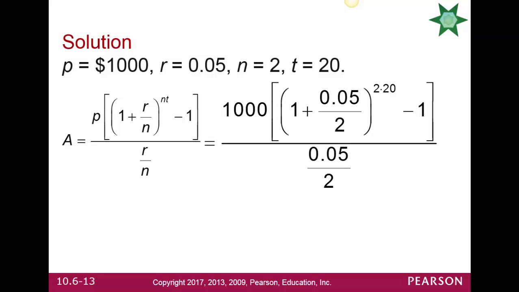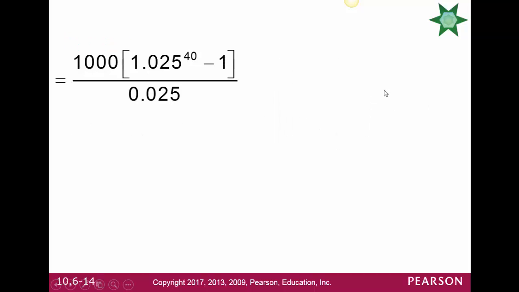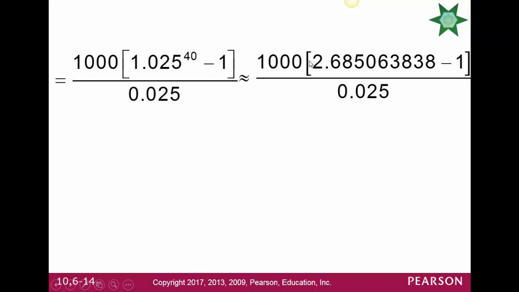Use the ordinary annuity formula, substitute in the values that we were given. Again, we're going to start right here. 0.05 divided by 2 is going to give us 0.025. Add it to 1, it's going to be raised to the 40th power. And in the denominator, we also have that 0.025. Next step, we're going to raise the 1.025 to the 40th power.